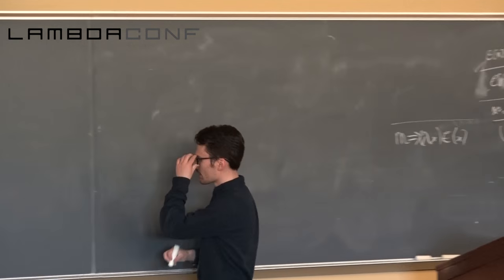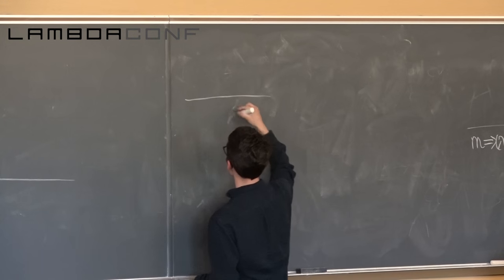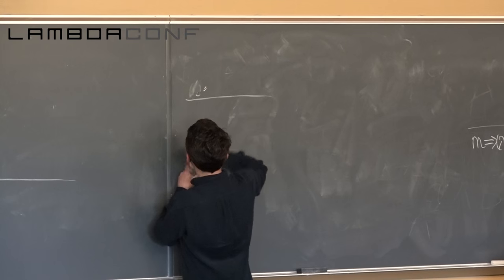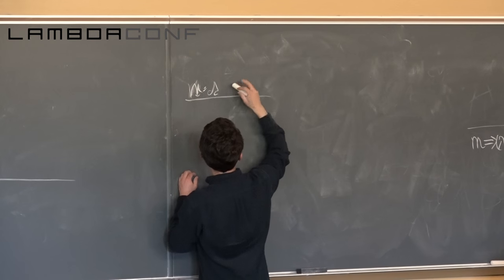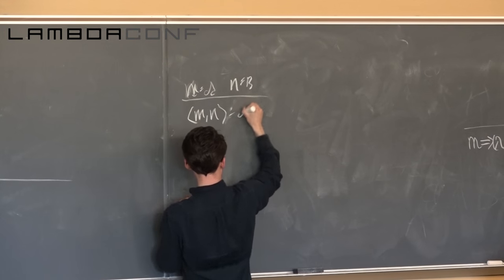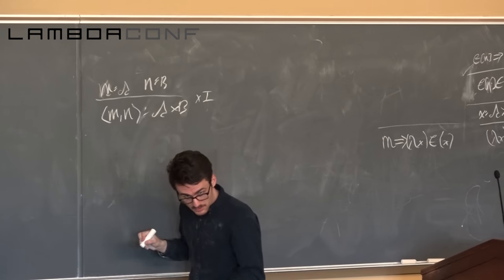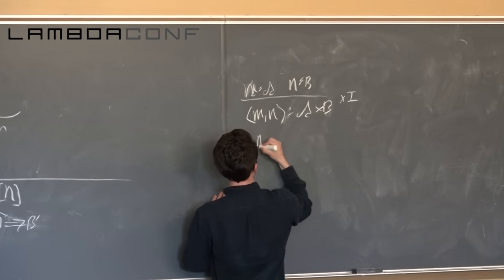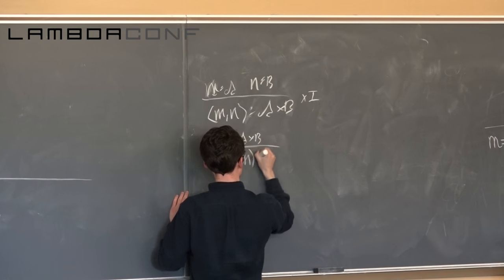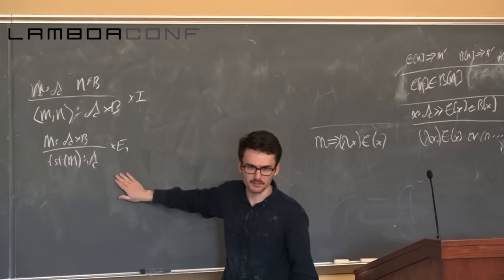So if we're defining a type in intentional type theory by means of its intros and elims, I'll give an example. We'll say that if M is of type A and N is of type B, then the pair MN is of type A times B, and that's an introduction rule. Then we have to give an elimination rule. And we would give another one for the second projection of the pair.